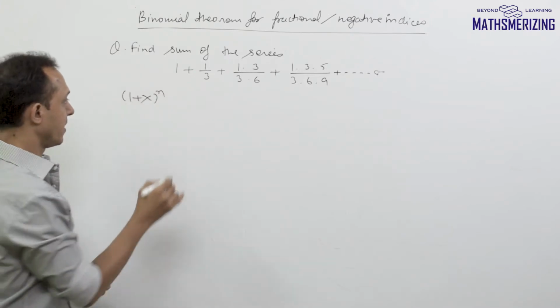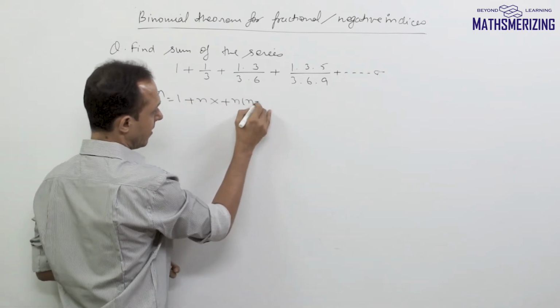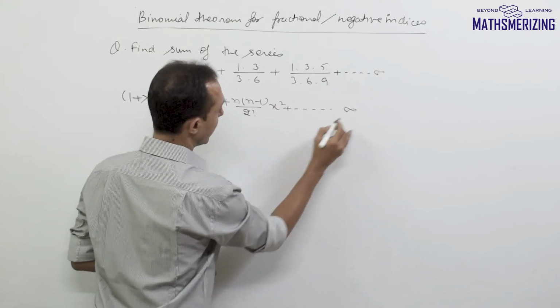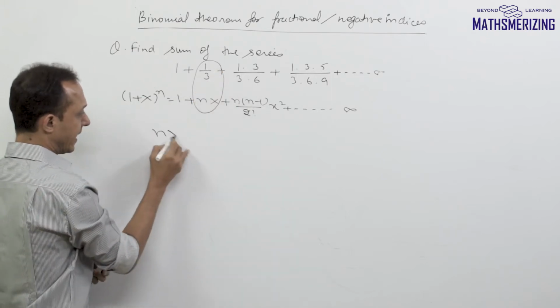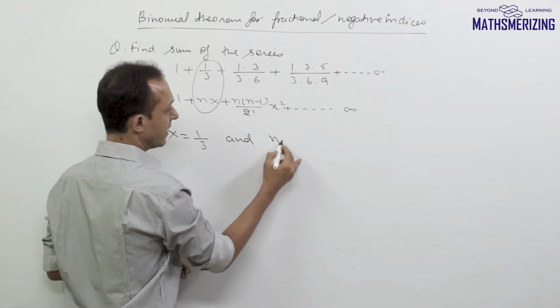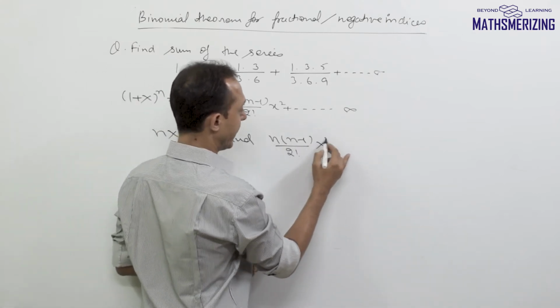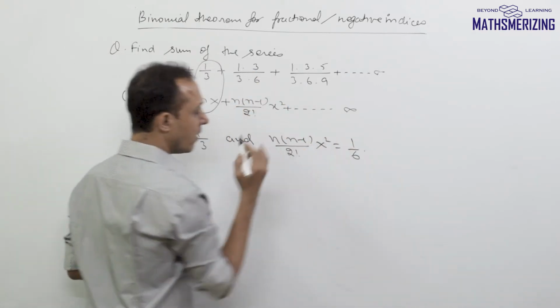Now one way of doing it can be, I can say this is the expansion of some number which is (1 plus x) to the power n, and it will be 1 plus nx plus n(n minus 1) upon factorial 2 x square, and this series will continue up to infinite. So now I'll compare. So I'll get nx equals 1 by 3, and I'll also get n(n minus 1) upon factorial 2 into x square. I'll get it as, now 3 and 3 will cancel, I can write this value is equal to 1 by 6.